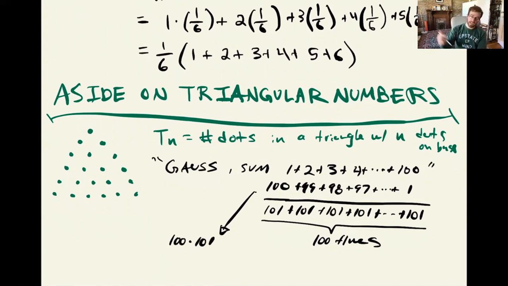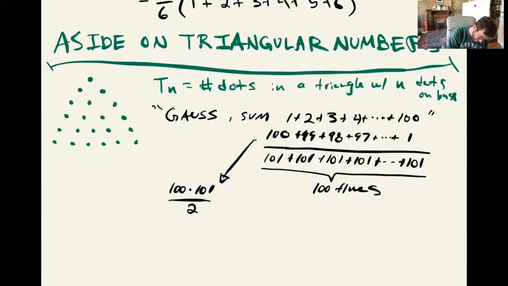But Gauss added in this little extra copy of the original sum below it, so you only need half this value. So that ends up equaling this divided by 2. So you can just figure out it's 50 times 101, and that's a lot easier to do. So how do we do this? Let me go ahead and say, for the record, this is the same thing as T100.